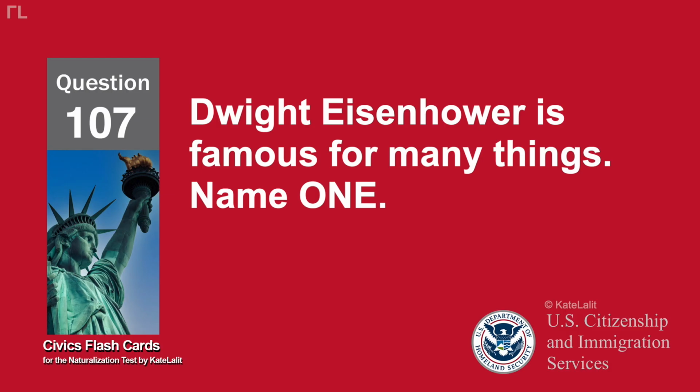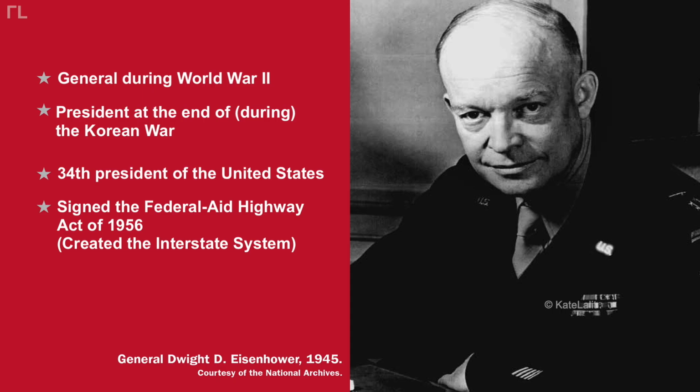Dwight Eisenhower is famous for many things. Name one. General during World War II. President at the end of, during the Korean War. 34th President of the United States. Signed the Federal Aid Highway Act of 1956, created the interstate system.